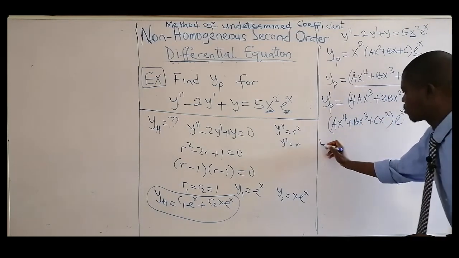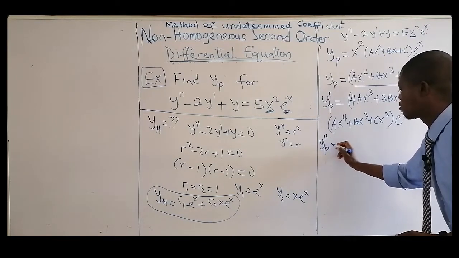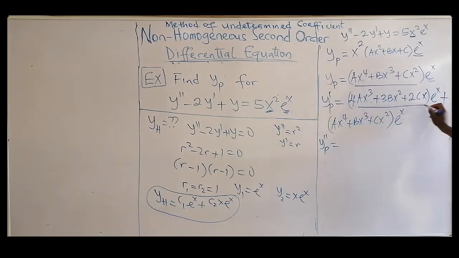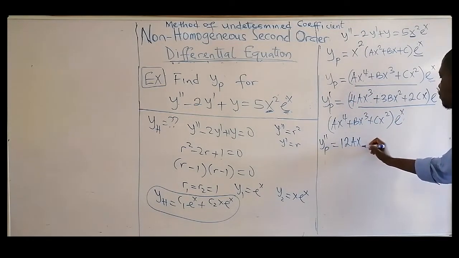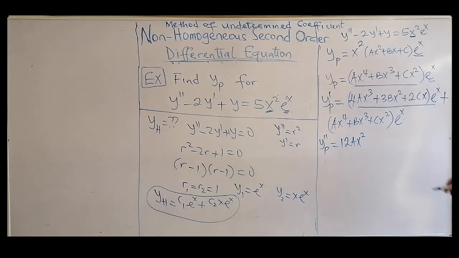Then we get the second differential. This first part is also product rule: 3 times 4 is 12a x squared, plus 2 times 3b, that's 6b x, then plus 2c.